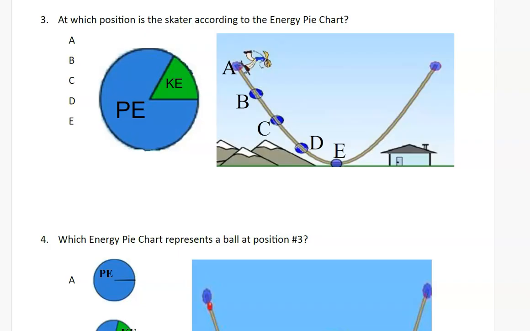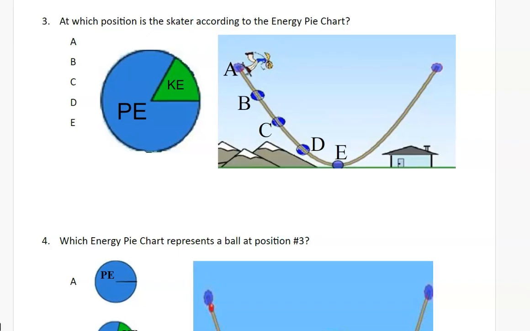And you can see from this pie chart that only a small part of the total energy is in the form of kinetic energy. The vast majority is in potential energy. Well, if the vast majority is in potential energy, that tells you the skater is at a very high position. But there is some kinetic energy, which means the skater is moving.